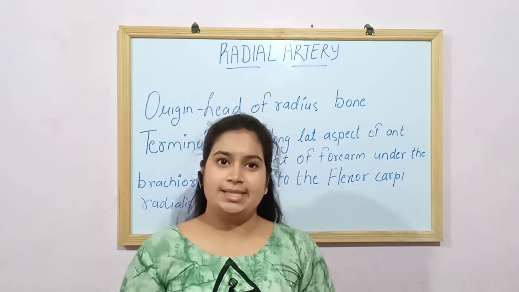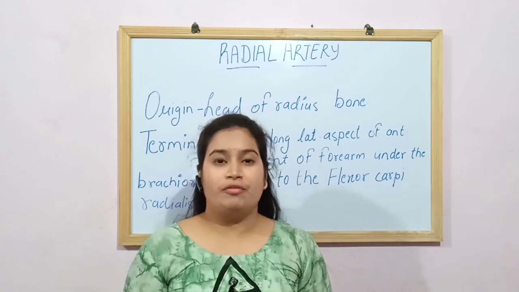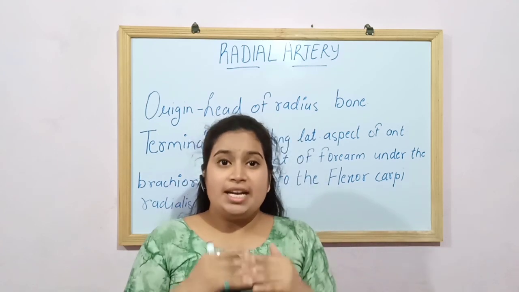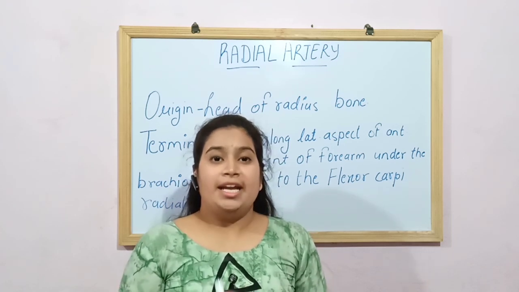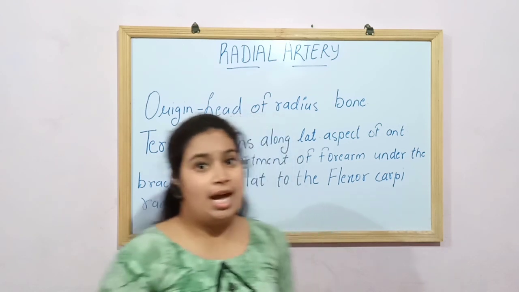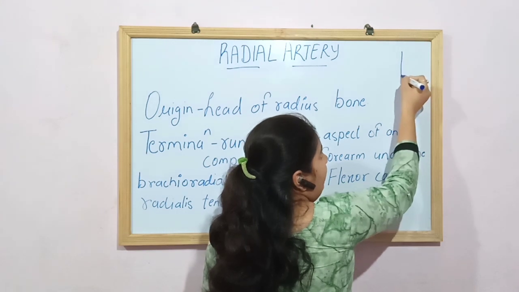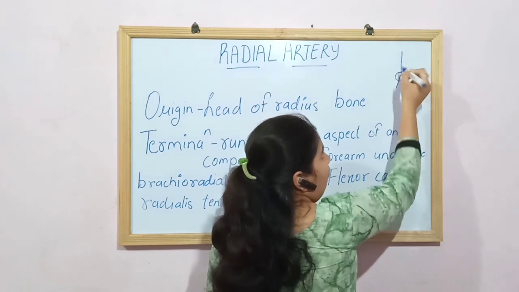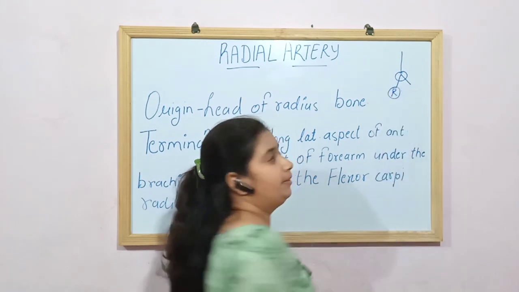So guys, radial artery is the continuation of the brachial artery and it is the major blood vessel supplying the anterior compartment of the forearm muscles. The brachial artery bifurcates into two, ulnar artery and the radial artery at the cubital fossa. So we are talking about this radial artery.